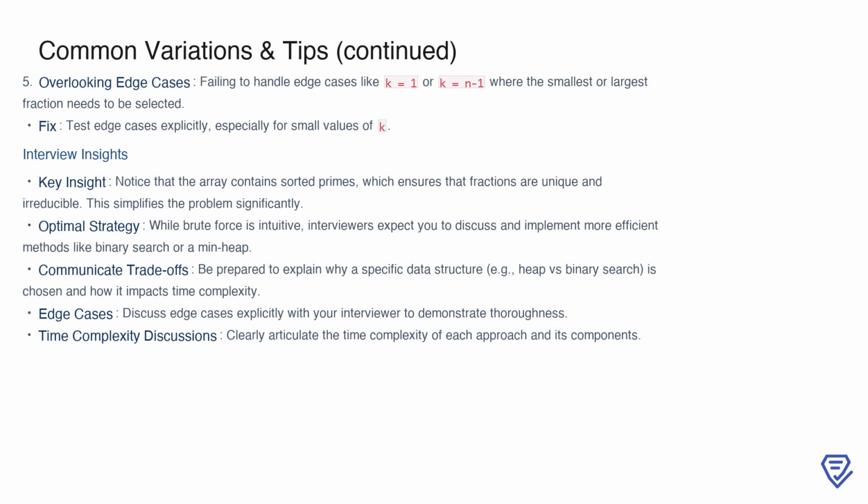and irreducible. This significantly simplifies the problem since you don't need to worry about duplicates or reducing fractions. Interviewers typically expect you to go beyond brute force solutions and discuss efficient methods like binary search or min heaps. Be ready to explain why you chose a particular data structure and how it impacts the time complexity. For example, you might prefer a heap for its flexibility or binary search for its efficiency. Additionally, always communicate trade-offs clearly. Discussing edge cases explicitly demonstrates thoroughness, while a solid understanding of time complexity helps you stand out. Clearly articulating the components of your solution and their respective complexities is crucial in conveying your thought process.